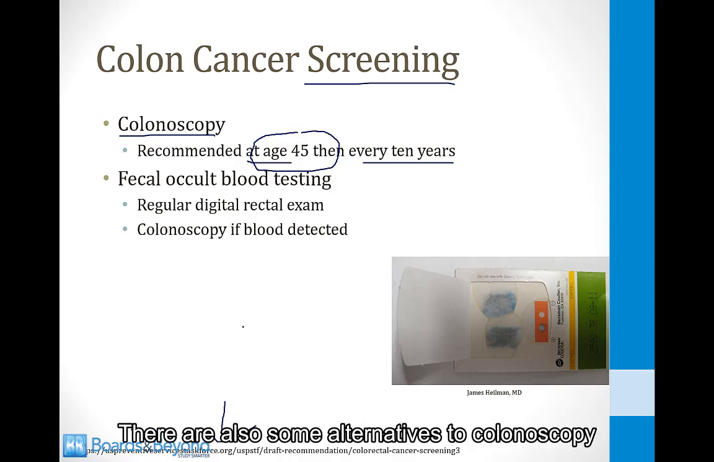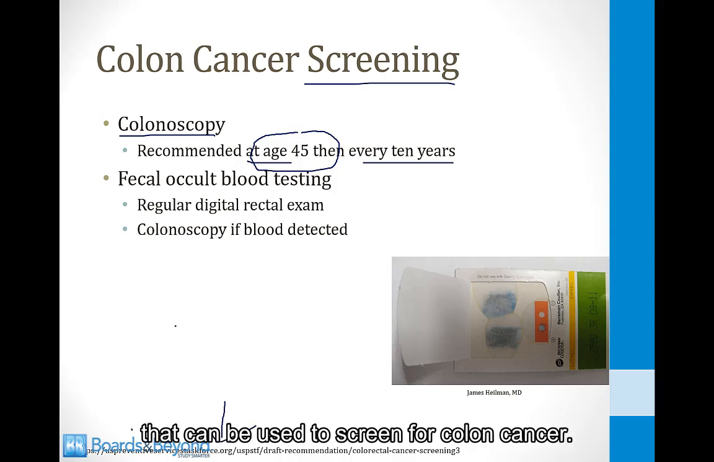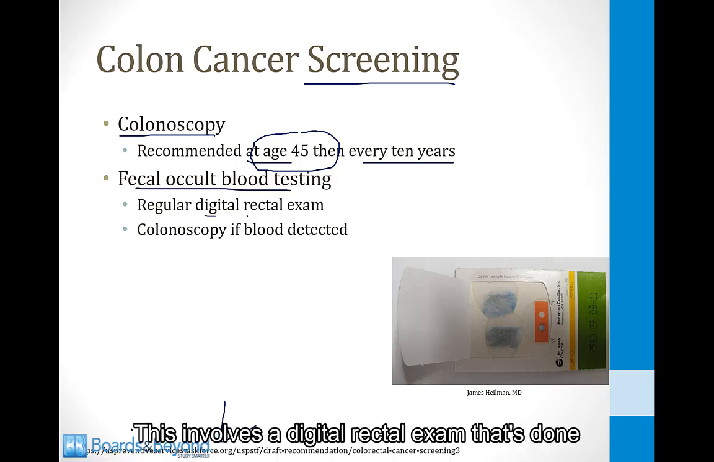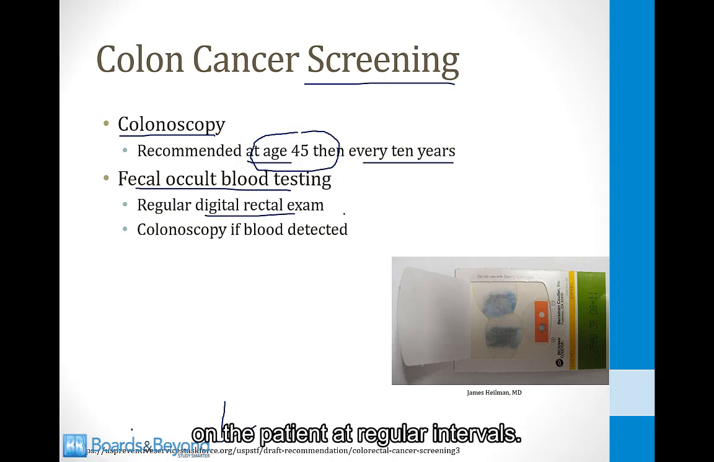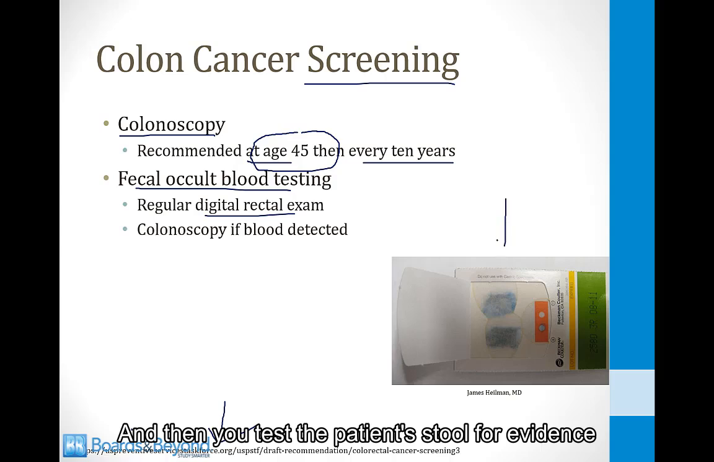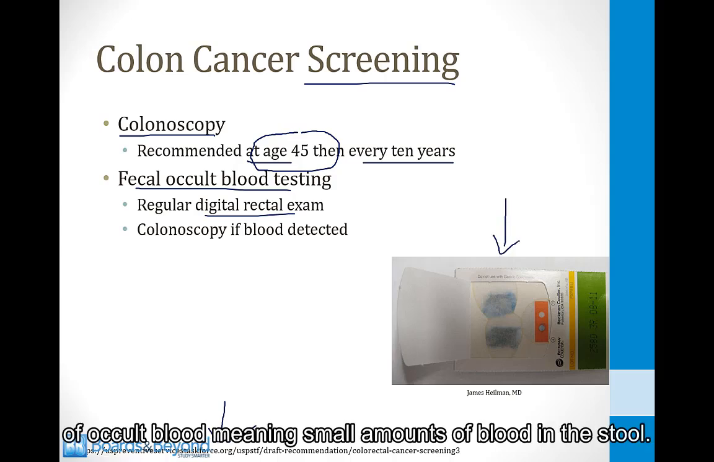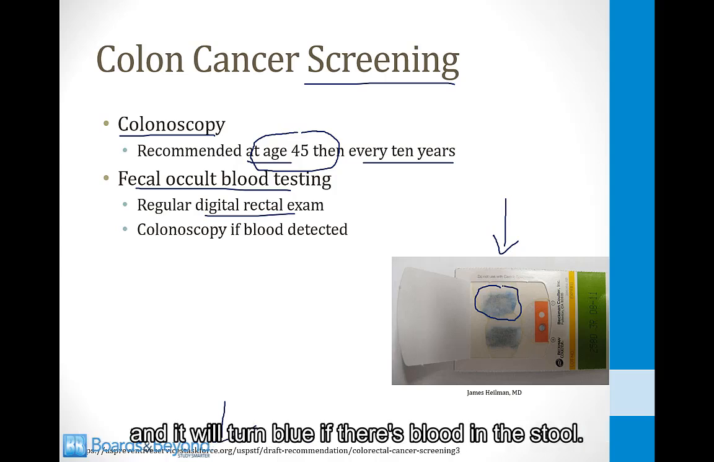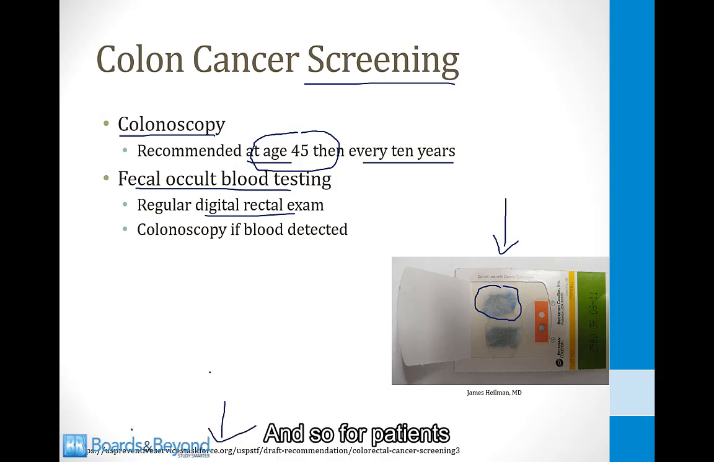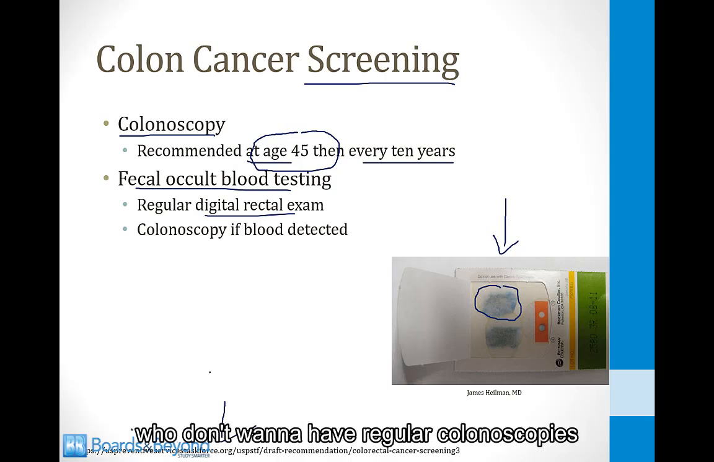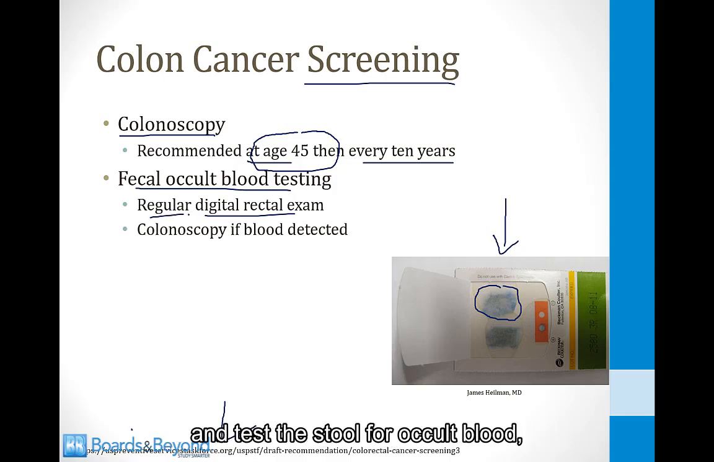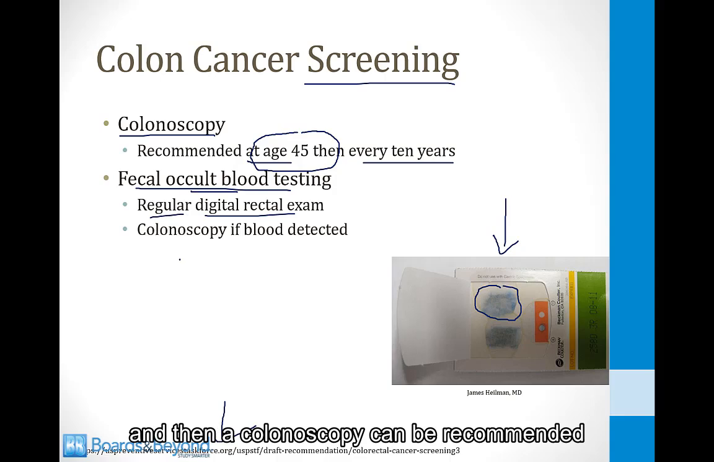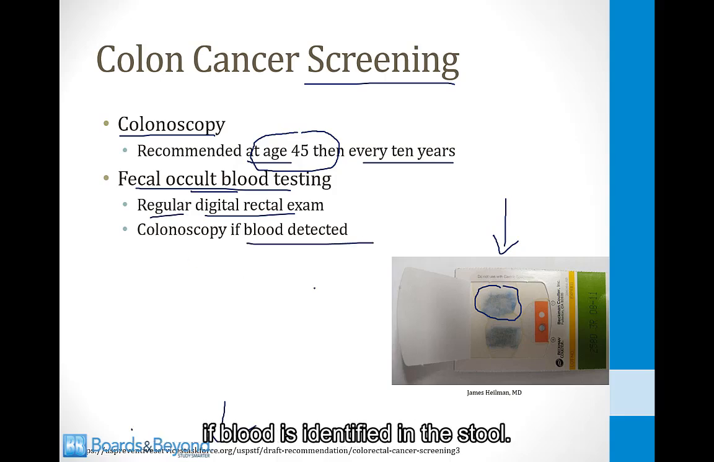There are also some alternatives to colonoscopy that can be used to screen for colon cancer. One of these is fecal occult blood testing. This involves a digital rectal exam that's done on the patient at regular intervals, and then you test the patient's stool for evidence of occult blood, meaning small amounts of blood in the stool. This is done by using a solution you can drip onto a paper where you've smeared some of the patient's stool, and it will turn blue if there's blood in the stool. And so for patients who don't want to have regular colonoscopies, you can do a regular digital rectal exam and test the stool for occult blood, and then a colonoscopy can be recommended if blood is identified in the stool.